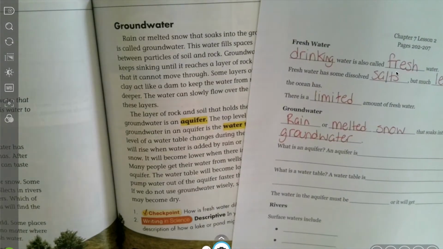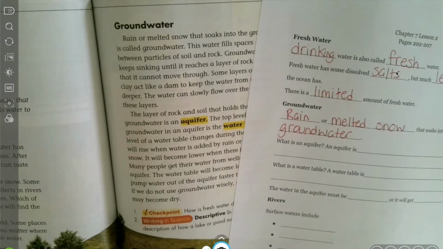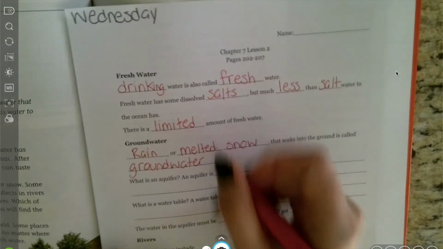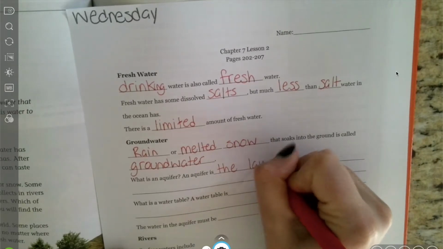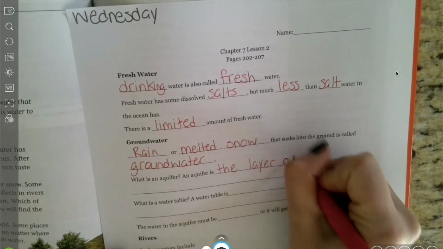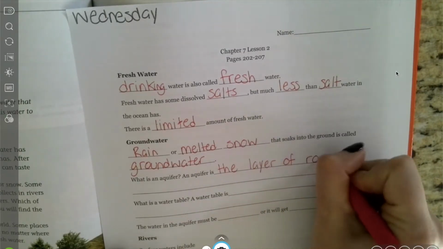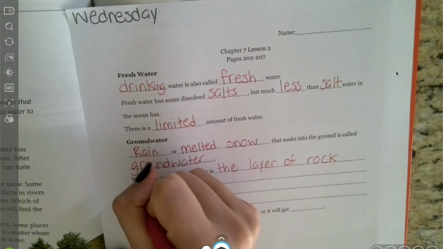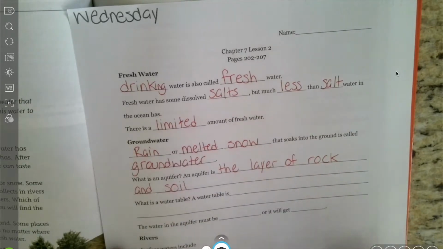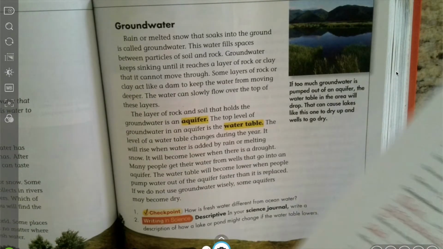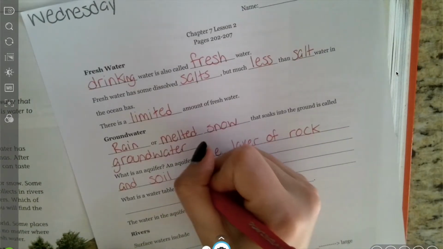So what is an aquifer? An aquifer is the layer of rock and soil that holds the groundwater.